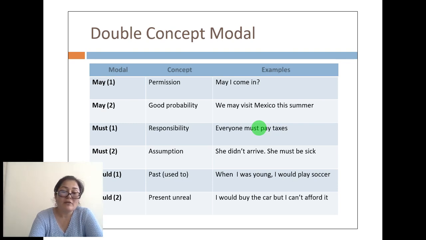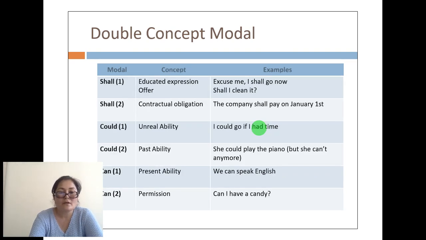And when it expresses present unreal: I would buy the car, but I can't afford it. Shall expresses educated expression or offer. Excuse me, I shall go now.